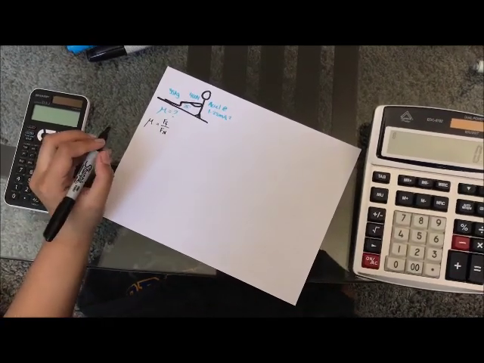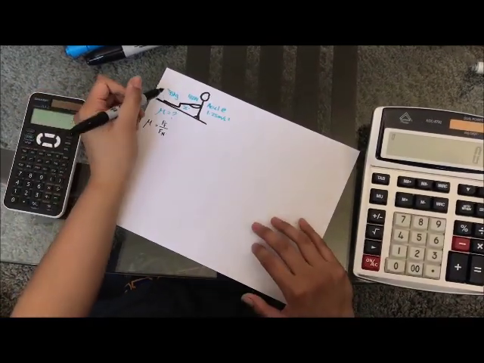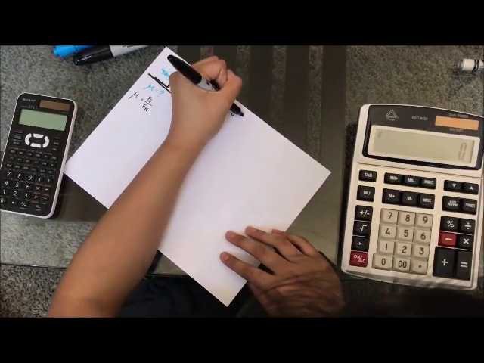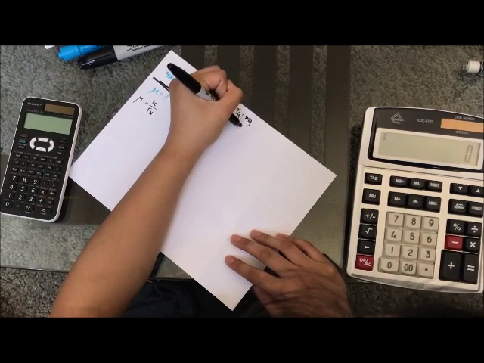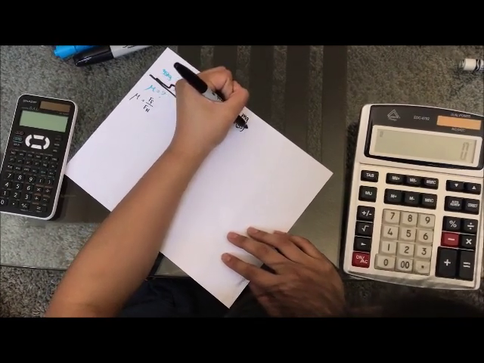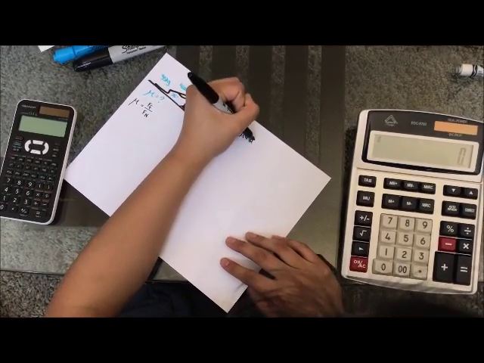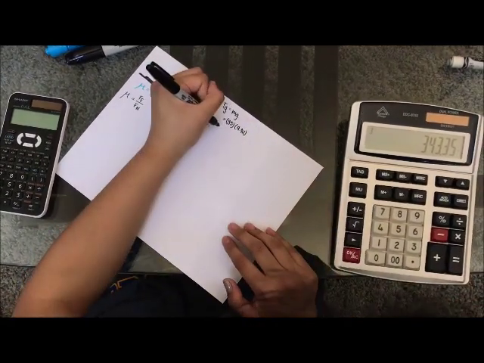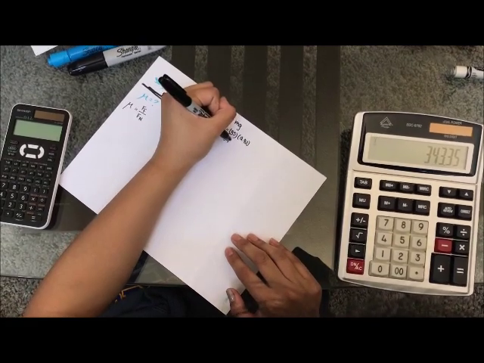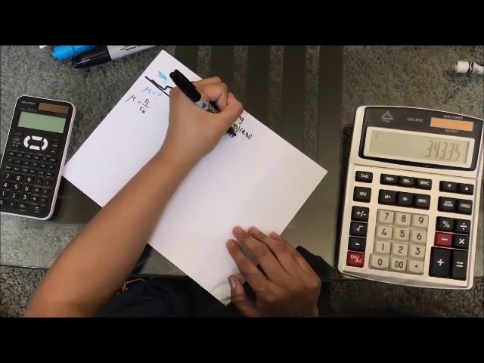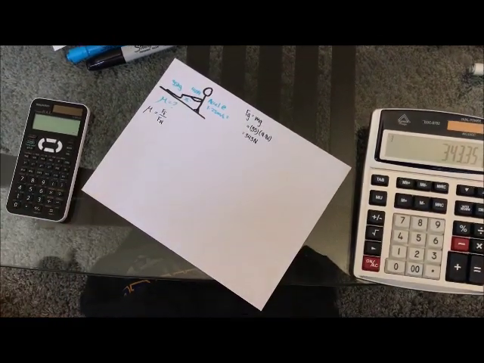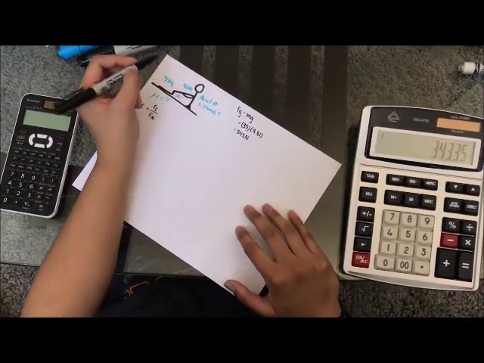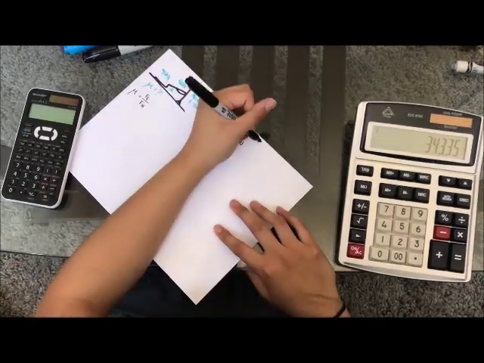So since we have our values, we're going to use our mass and find our Fg. Our Fg is mass times our gravity. 35 times 9.81 equals 343 newtons. So now we know our Fg. We also have our mass and our acceleration, so we can find our F net.